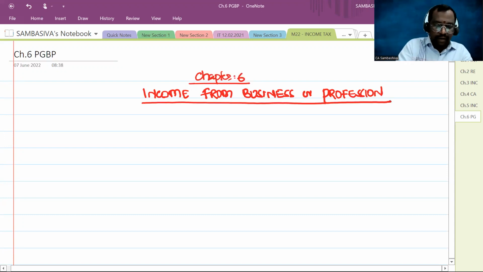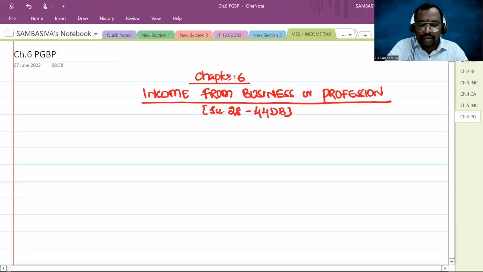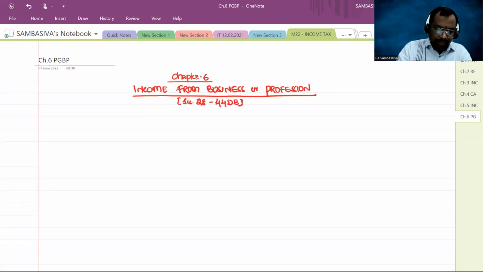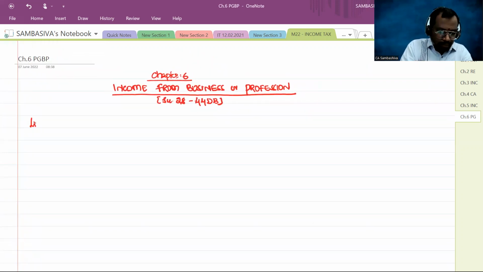Now, the sections covered here are from section number 28 till section number 44DB. So these are the range of sections covered in this chapter, that is, income from business or profession. Now let us take down the list of important sections from this chapter.